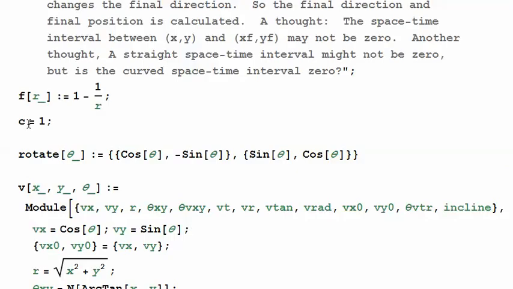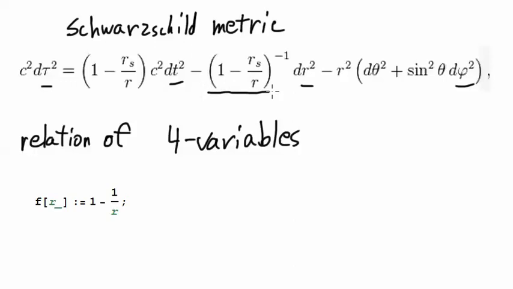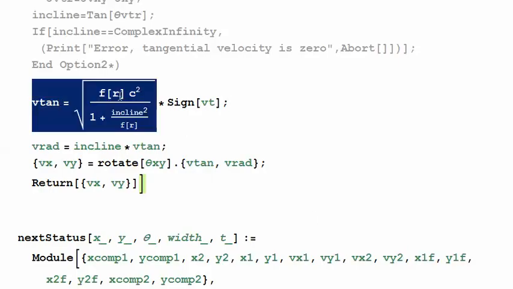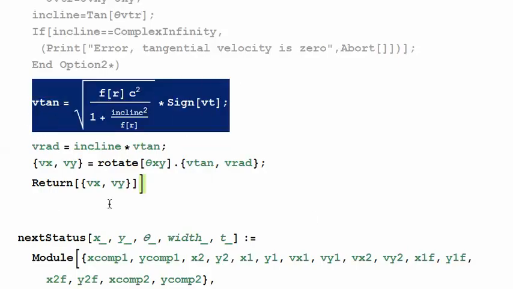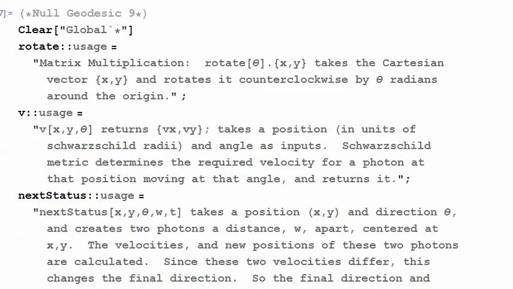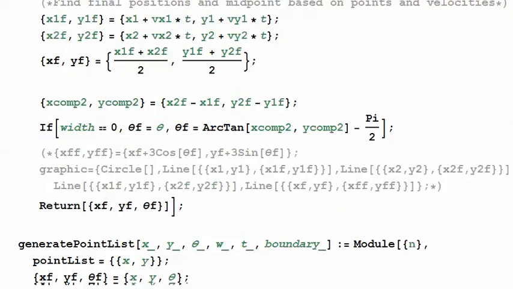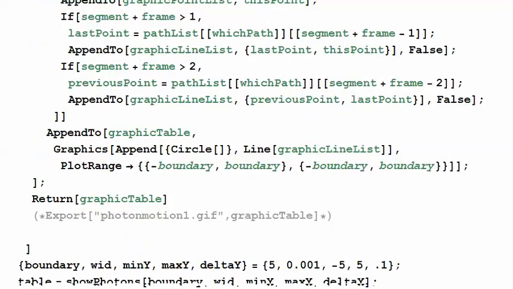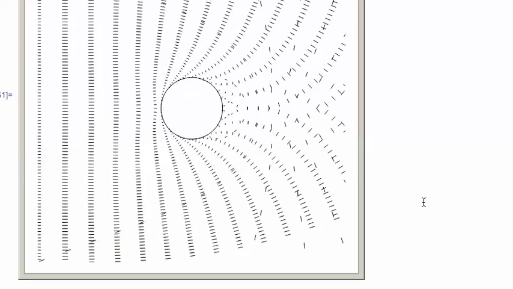Now, you'll see the first thing I defined in this code is f of r, and the reason I did that was, you will see right here, this, not this one actually, but this one. This is the coefficient before the time variable. And we can see that being used here in calculating the tangential velocity. Now, I find that this is a pretty long piece of code, so I'm not going to try to explain every detail of it.